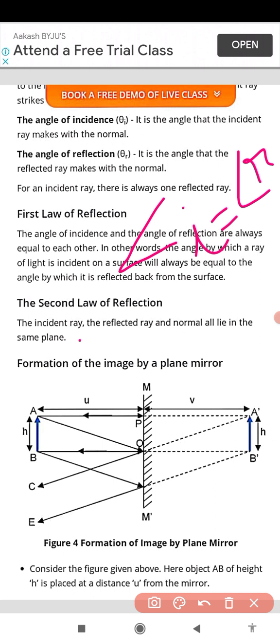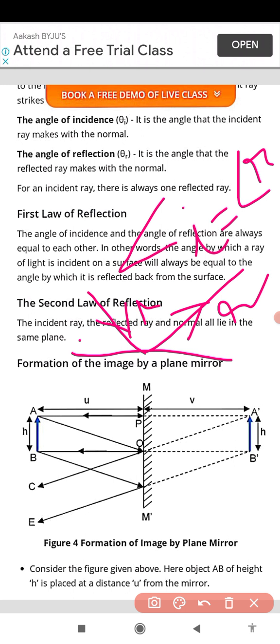तो क्या होता है दूसरे लॉ में, if this is a plane, so the incidence ray and reflecting ray, this is the reflecting ray R, this is the incidence ray I, these all happen in the same plane.